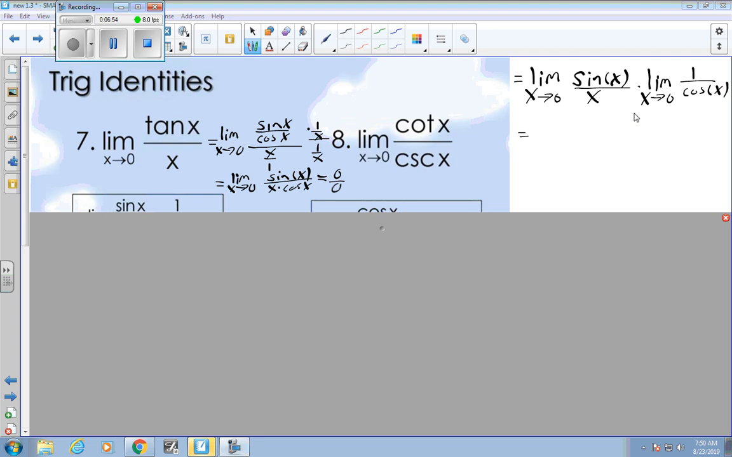Does anybody remember what that first limit was equal to? Sine x over x as x approaches 0? We looked at it once this year, and then we did it a little bit last year. It's 1. And for the limit as x approaches 0 of 1 over cosine of x, cosine of 0 is also 1. So it's 1 times 1 over 1, which gives me a limit of 1. I told you a few days ago, we will prove this limit. On Monday, I plan on proving that one out. It requires quite a bit of geometry to prove that limit.